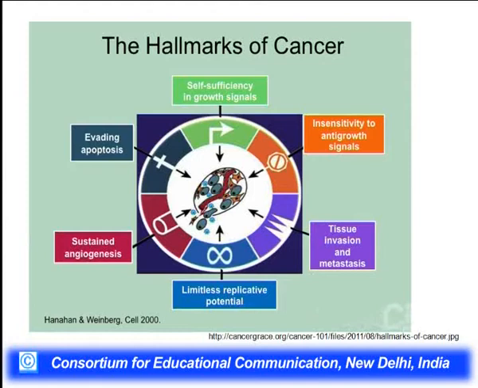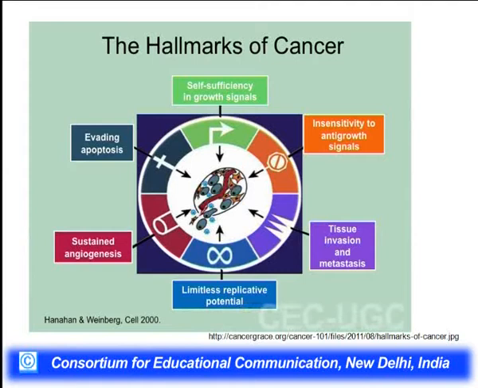Subsequently, they have got a self-sufficiency in growth signal. So they can modulate the growth signals and they can develop easily. The third hallmark feature is the insensitivity to anti-growth signal. The anti-growth signals which are developed in the body to stop or inhibit the growth of the cells, the cancerous cells become insensitive to these anti-growth signals.